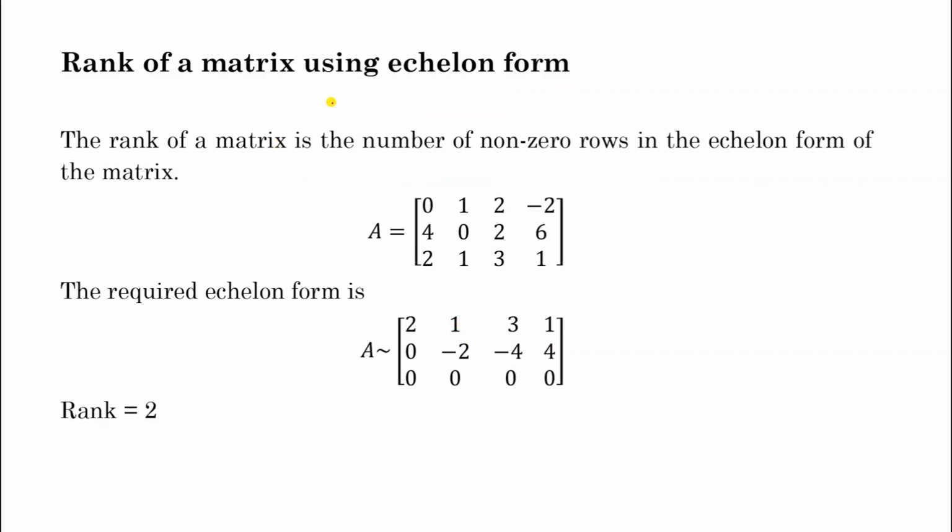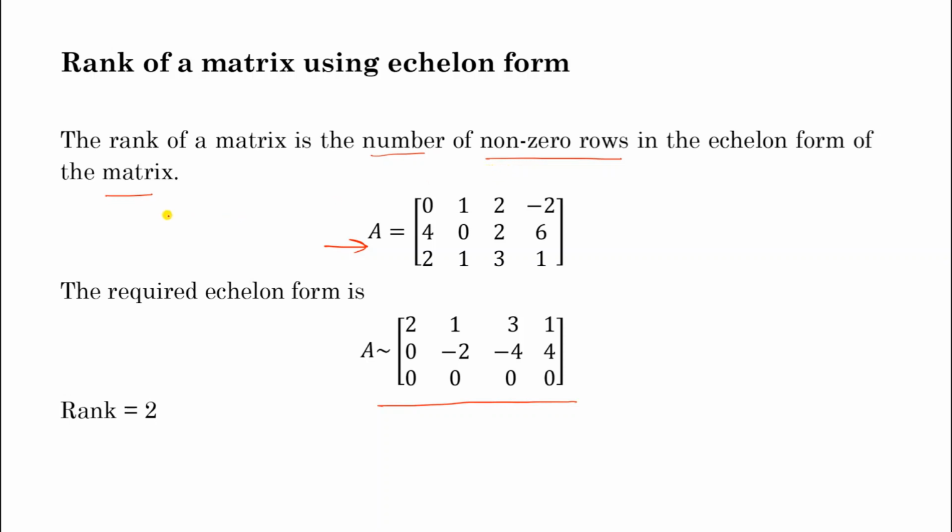Now, rank of a matrix using echelon form. This is the matrix we have taken, already discussed A, and this is the required echelon form. The rank of a matrix is the number of non-zero rows in the echelon form of a matrix. We are talking about echelon form, not reduced. It means simply you can find the rank from the echelon form itself. No need to go further. That is required for further applications, but here you have to restrict to echelon form.